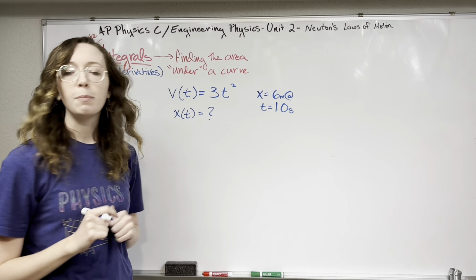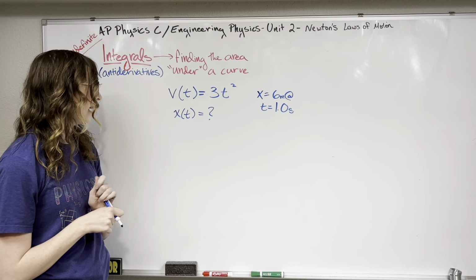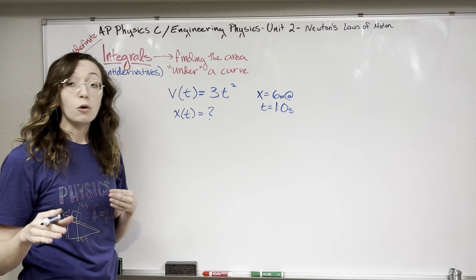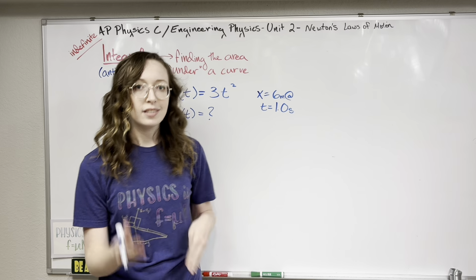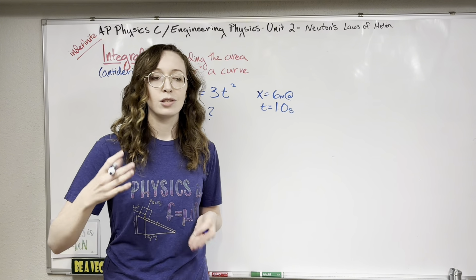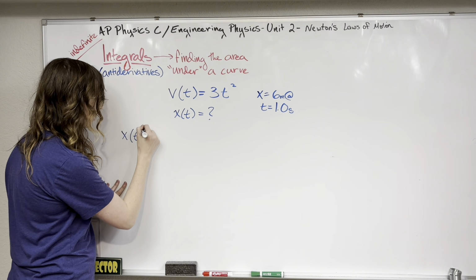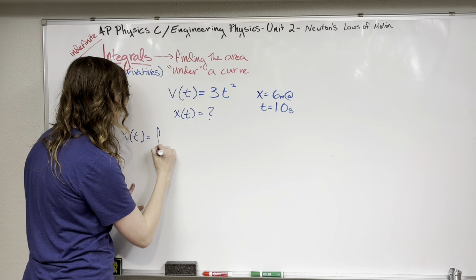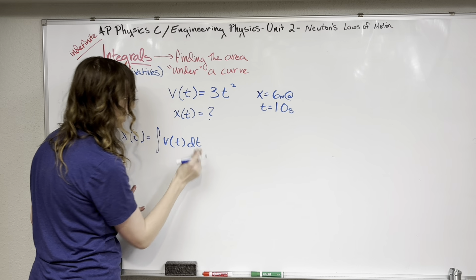So we have this little piece of information as well. And we're trying to find an expression for x of t. Well, we know if velocity is the derivative of position, then position is the antiderivative of velocity. So let's just take an antiderivative or an integral. So x of t is going to be equal to the integral of velocity of time with respect to time.